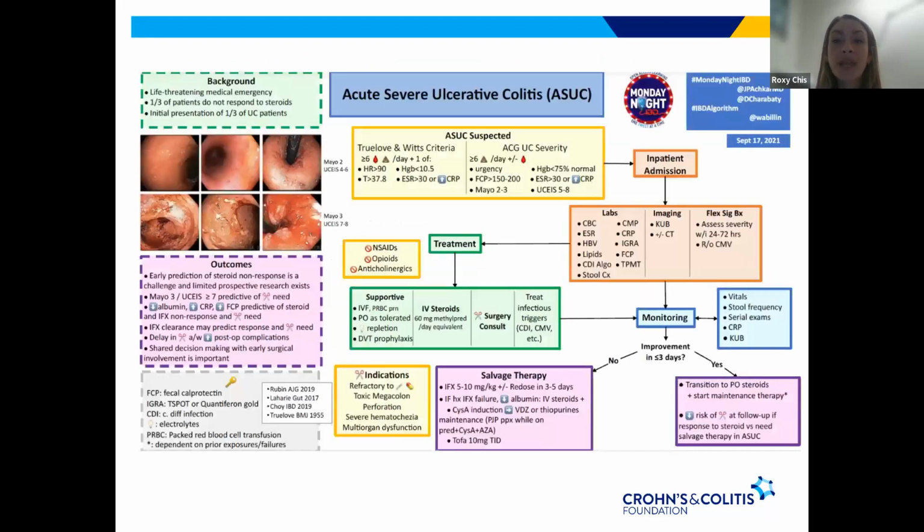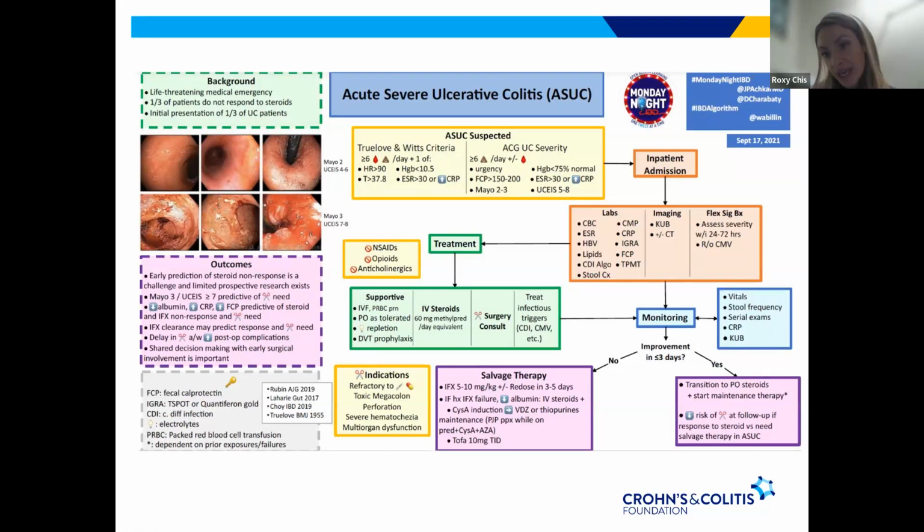So I thought I'd spend a few minutes here just talking about red flags in ulcerative colitis, because although Crohn's disease tends to have a more complicated course, ulcerative colitis can present very acutely and can have a very severe initial course where we need to take action. So these are things that we should keep in mind.